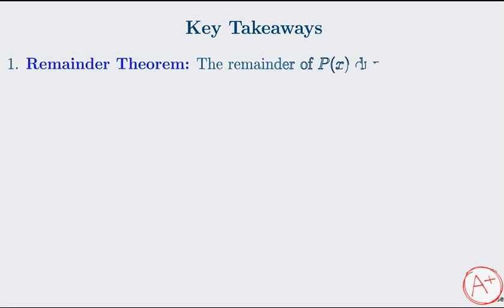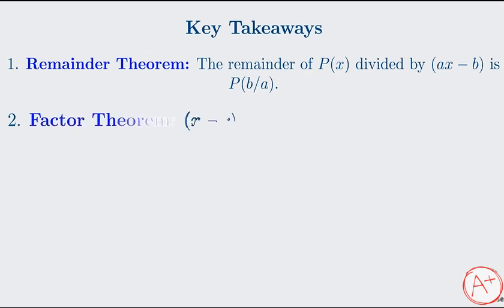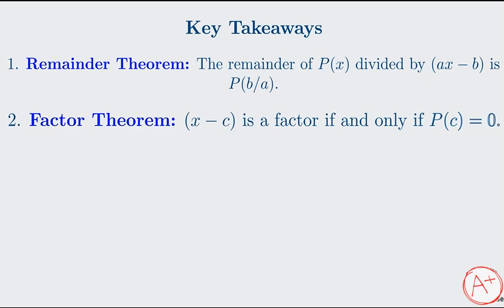Let's summarize the key takeaways from today's lesson. First, the remainder theorem allows you to calculate what is left over from a division simply by substituting a value into the polynomial. Second, the factor theorem is a specific case where the remainder is 0, telling us that a linear expression is a factor.